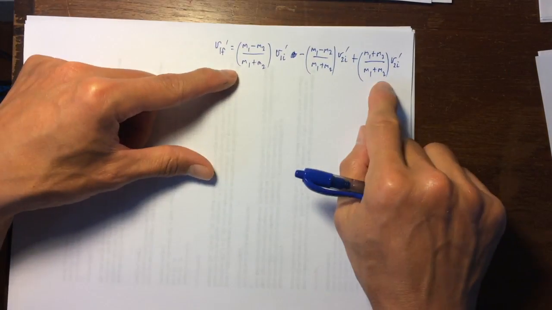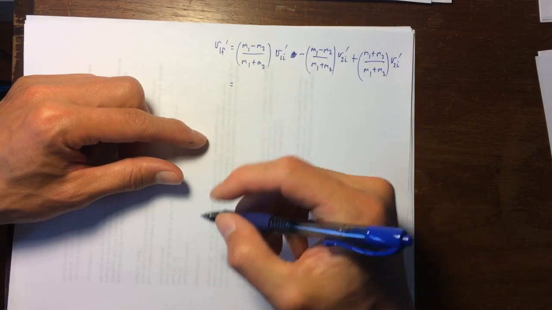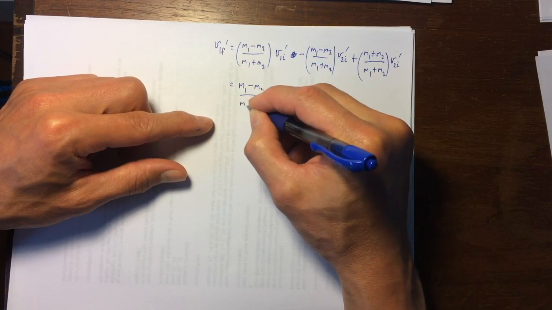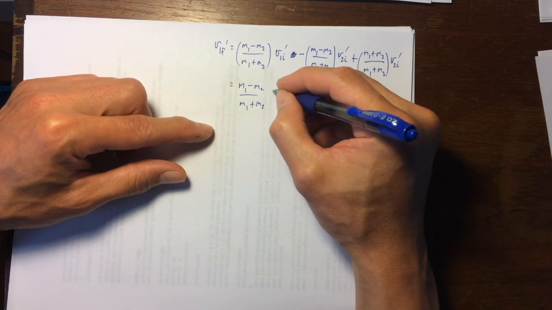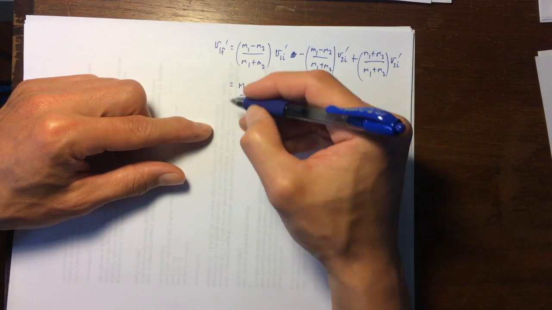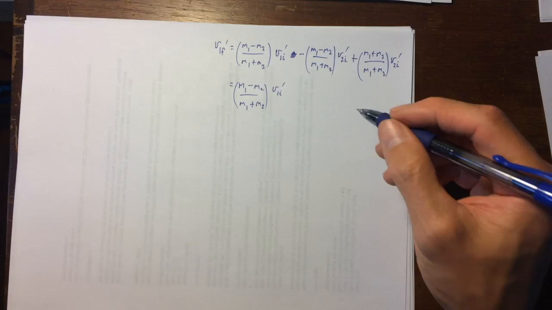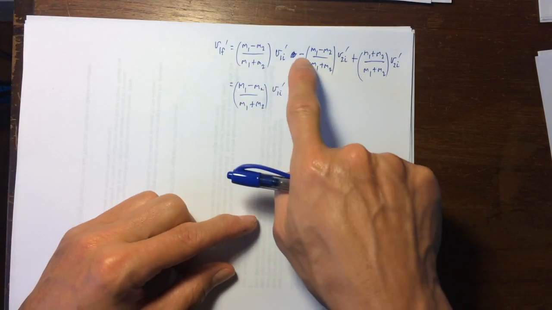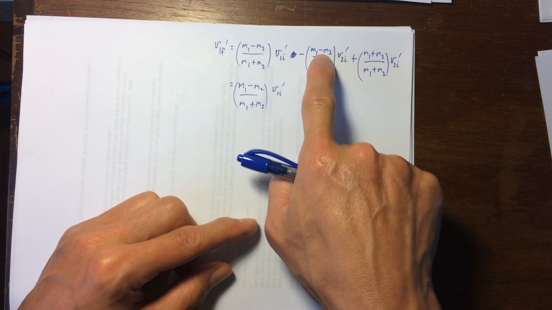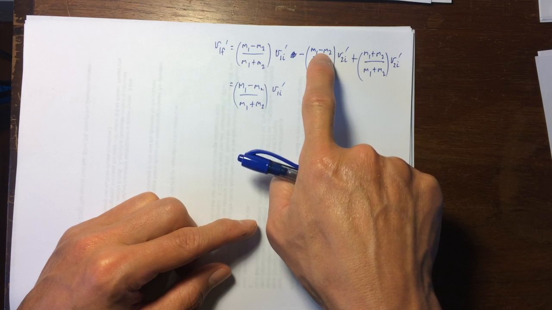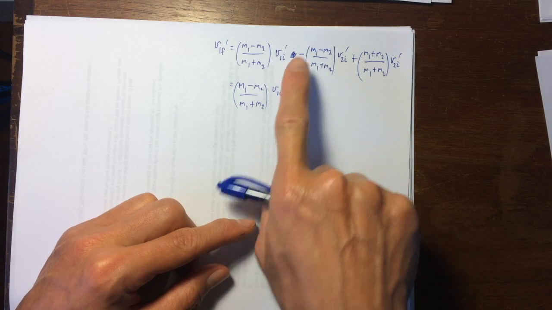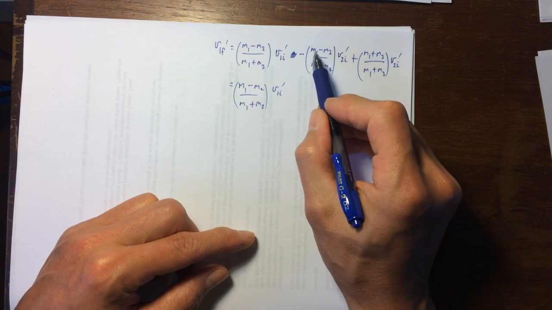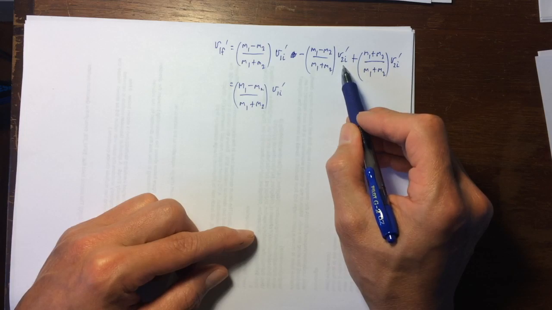And then if I do some more cleaning up, this looks like m1 minus m2 over m1 plus m2, v1 initial prime. And then this thing, if you look at it, see the minus sign? It can hit the m2 with the minus sign and the plus sign on the m1. It can flip their order, and this becomes m2 minus m1, v2 initial prime.